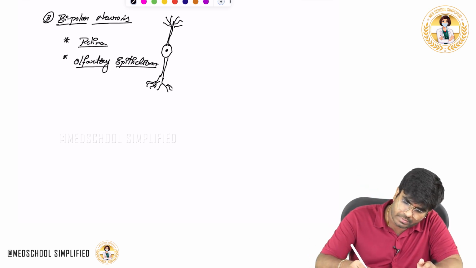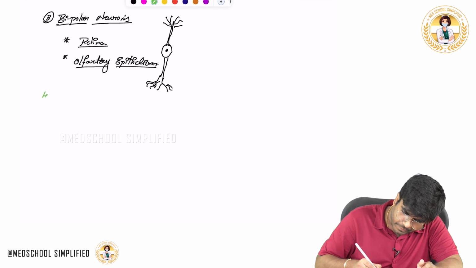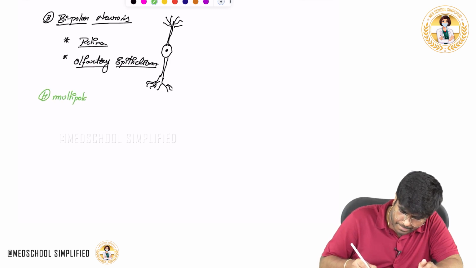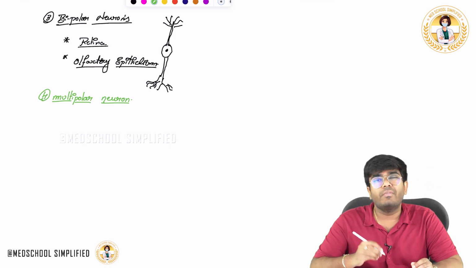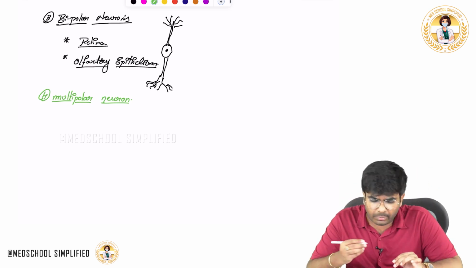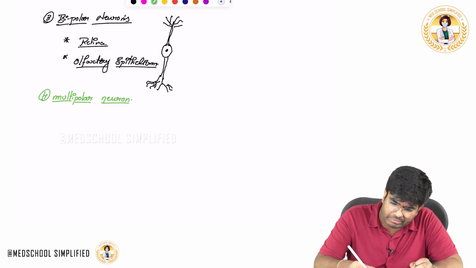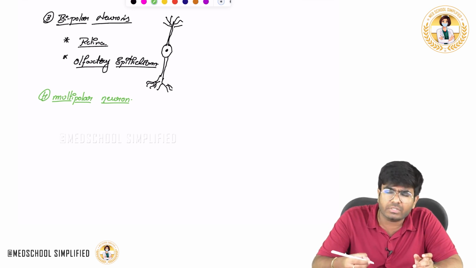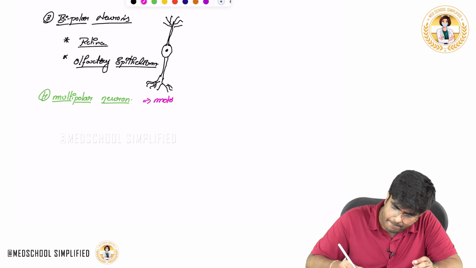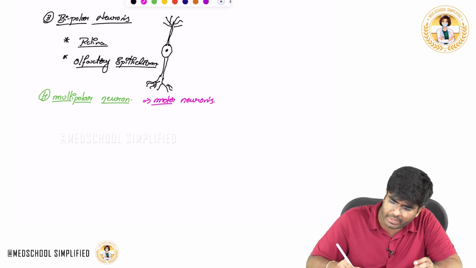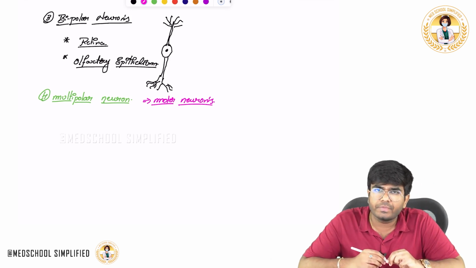Next, last one is multipolar neuron. Where are these multipolar neurons present, sir? Multipolar neurons are many. Most of the neurons in your body are multipolar neurons. For example, the motor neurons from the ventral horn of the spinal cord. They are the multipolar neurons.